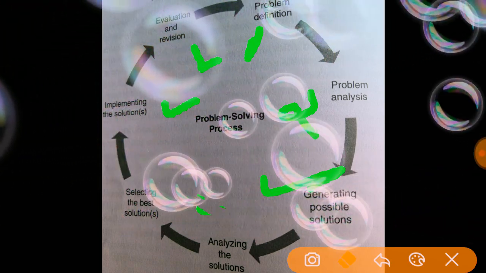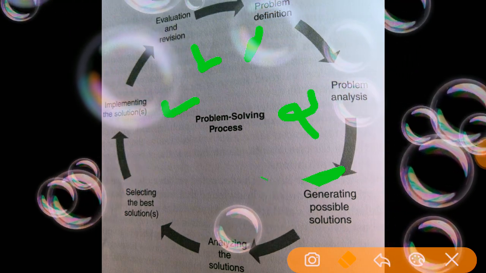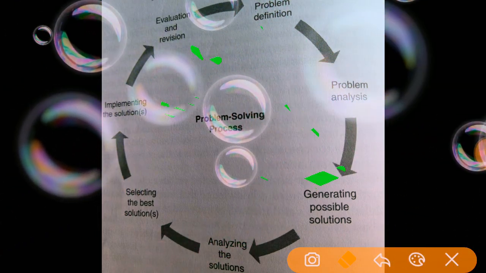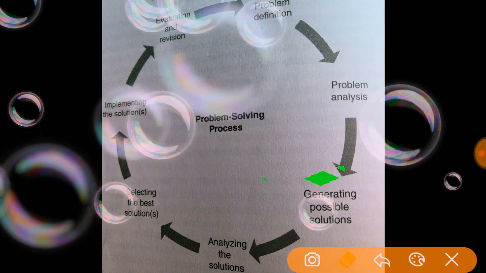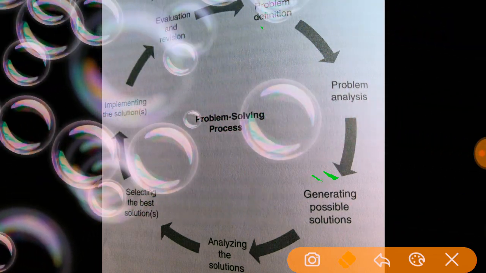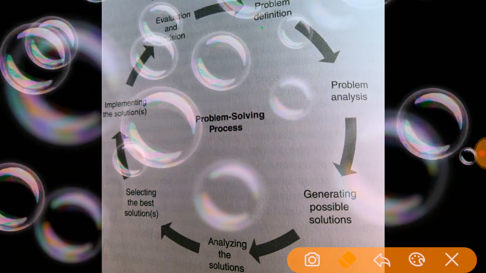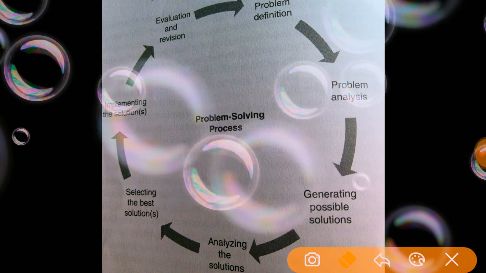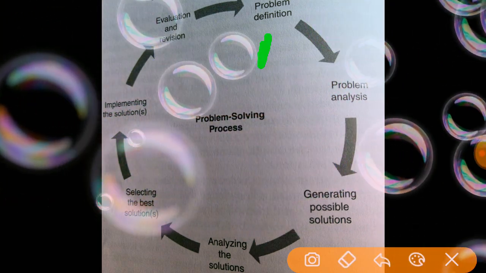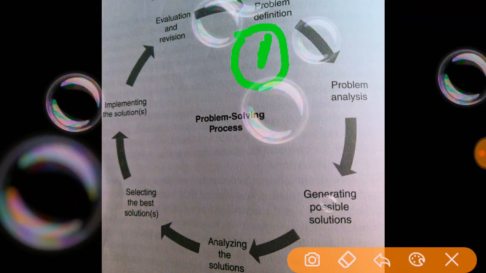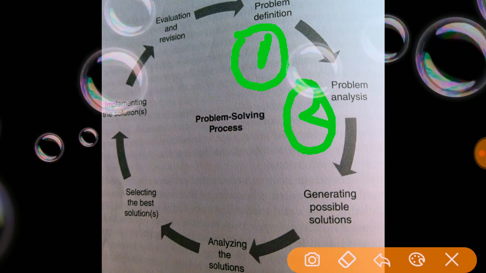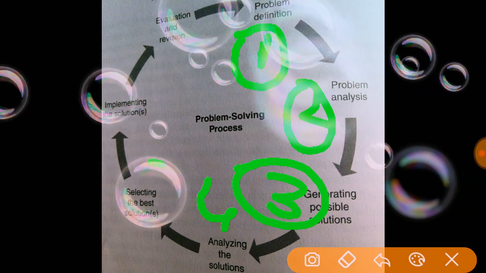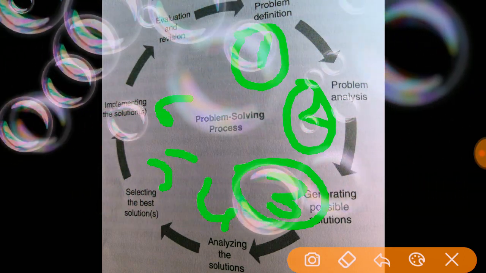See, these are the processes of problem solving. By these steps only, the researcher can solve the particular problem which he has chosen based upon the situation. See once again: this is the first process of problem solving, this is the second, the third, the fourth, the fifth, the sixth, and then the seventh.